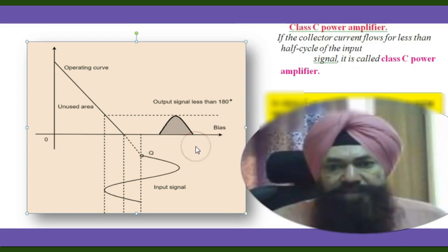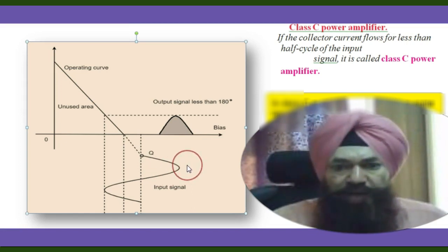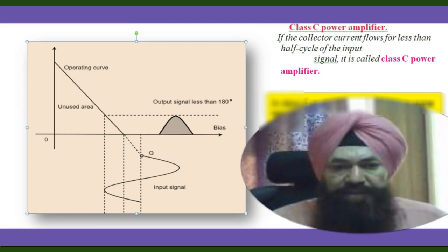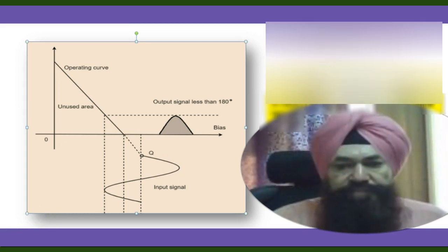When the positive half signal starts, such an amplifier is never used for power amplification. However, they are used for tuned amplifiers, that is, to amplify a narrow band of frequencies near the resonant frequency.